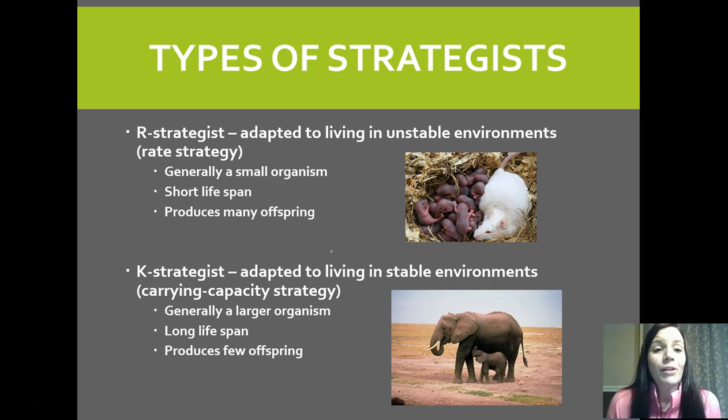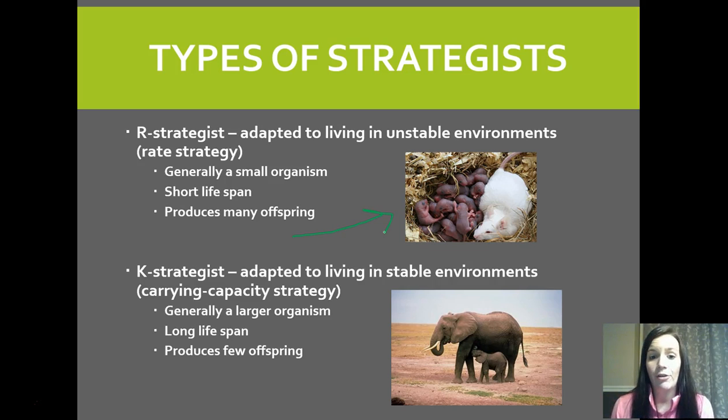There are also two types of strategists that you need to know. The R strategist is adapted to living in unstable environments. This is known as the rate strategy. They're generally small organisms, they have a short lifespan, and they produce many offspring. So if you look here at this rat, you'll see they have lots of babies. Now when rats are pregnant, they're not pregnant for months at a time. They're pregnant for a very short amount of time, and they have lots of offspring, and then they get pregnant again very quickly after that.